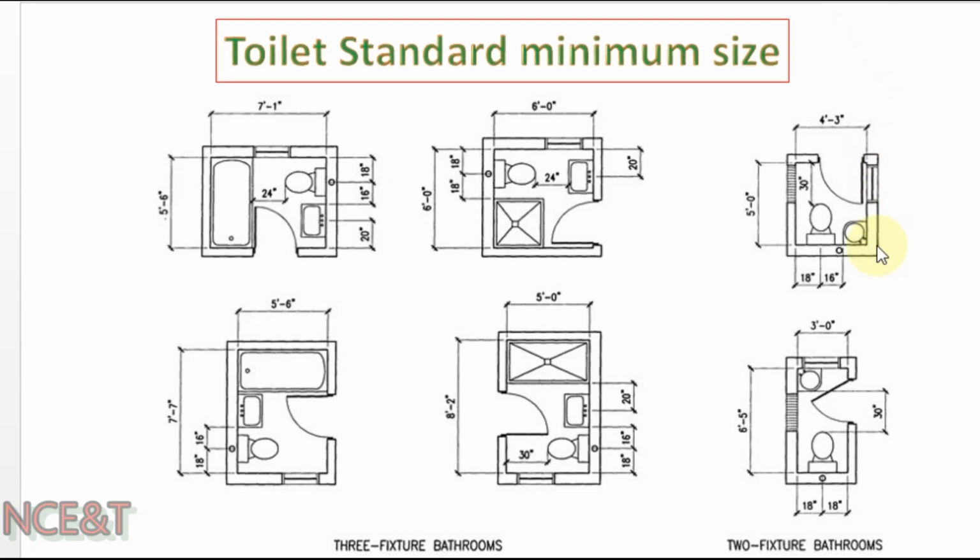These are some plans for the bathroom having different combination of sanitary fixtures. These are based on the clearance as per the International Plumbing Code for the distance between two fixtures and the distance between wall and fixtures.